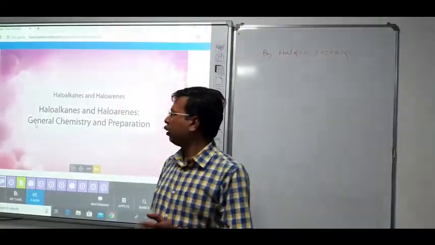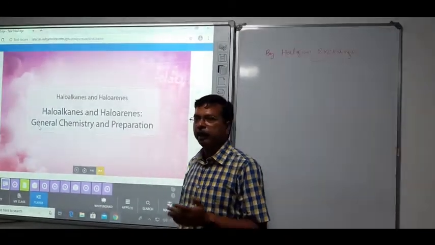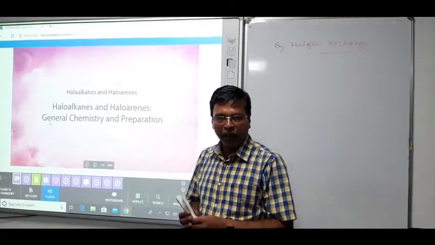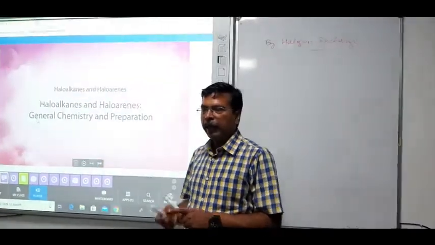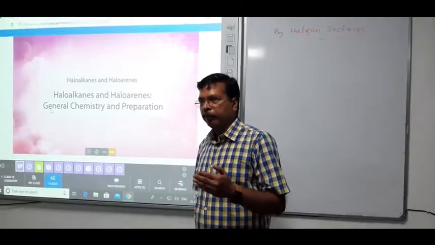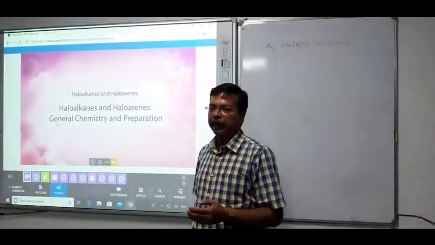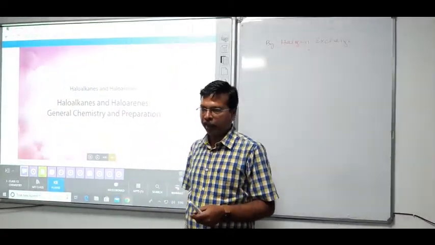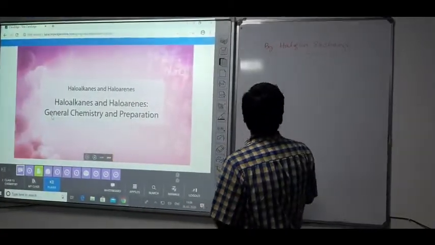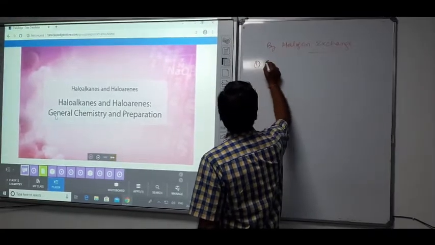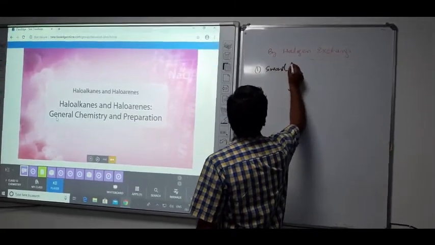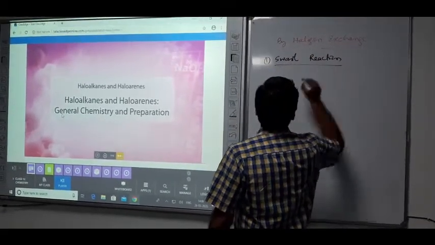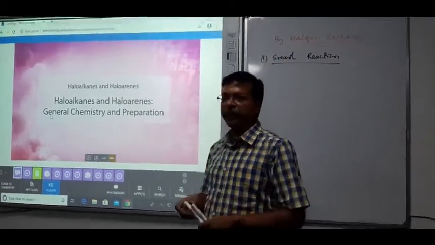See, in most of the common methods of preparation of the alkyl halide, we usually prepare the chlorides or bromides, alkyl chloride or alkyl bromide. And alkyl fluoride and alkyl iodide we can prepare starting from the chloride or bromide by halogen exchange process. And we have two methods here. So halogen exchange, first one is here Swarts reaction, and another is the Finkelstein reaction.